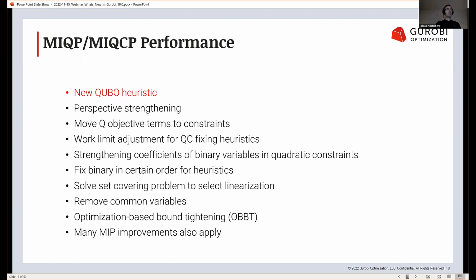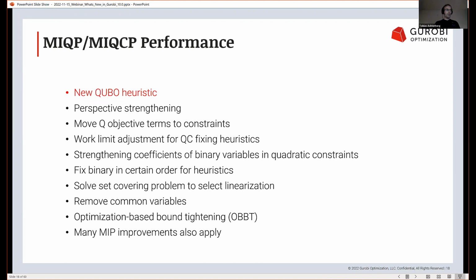But we have also improved the perspective strengthening that we do. Then another trick is to move the quadratic objective terms into constraints in certain situations, because then you can add cuts and so forth, and sometimes it works better. There are some work limit adjustments for the heuristics, strengthening of coefficients for binary variables in quadratic constraints, right? Similar to what you do for linear constraints, lifting in binary variables, you can also do for quadratic constraints, and this is what we have implemented.